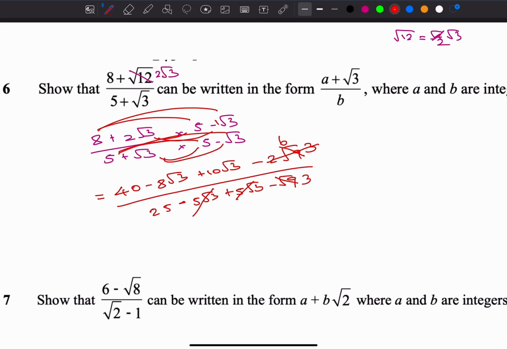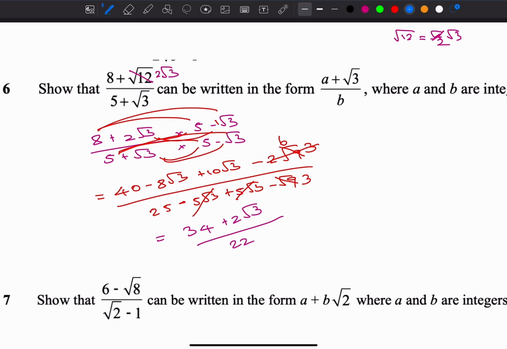Yeah. So on the top, if you look at it, it's 40 take away 6, which is 34. Minus 8 root 3 plus 10 root 3. That makes it plus 2 root 3, all over 25 take away 3 is 22. And remember, you must simplify it.